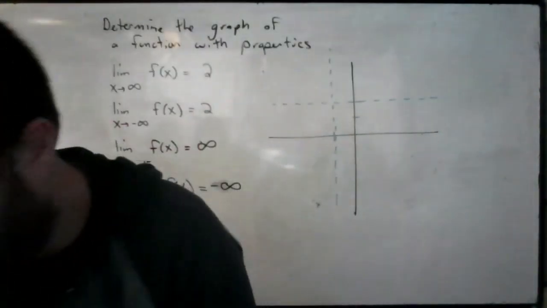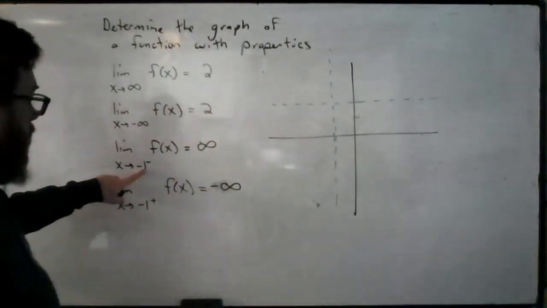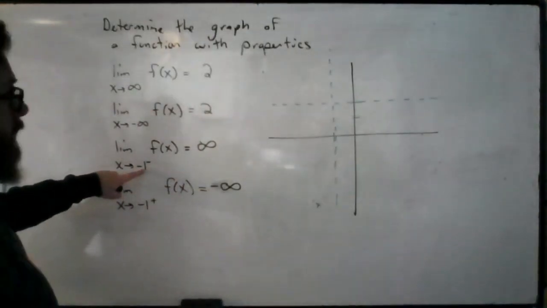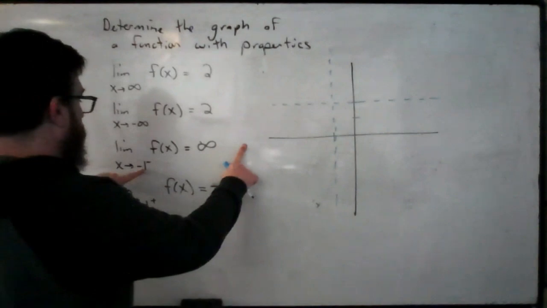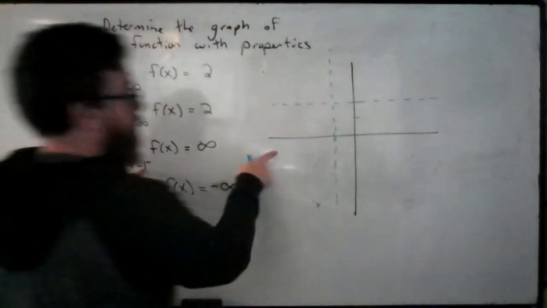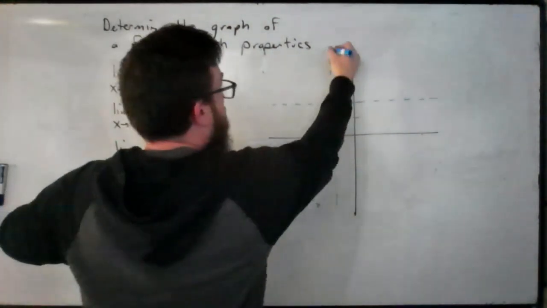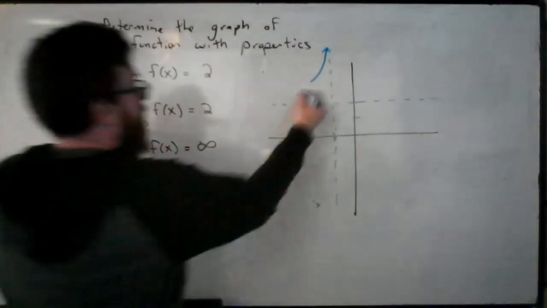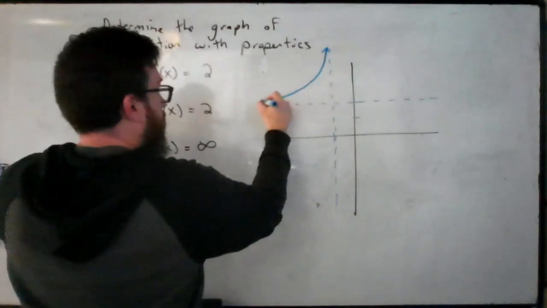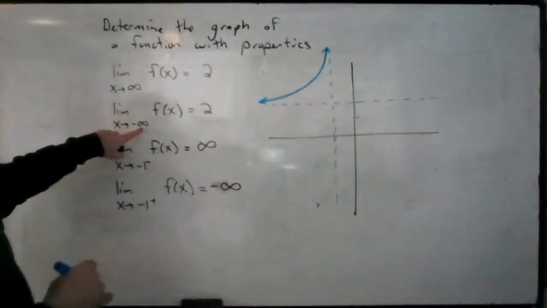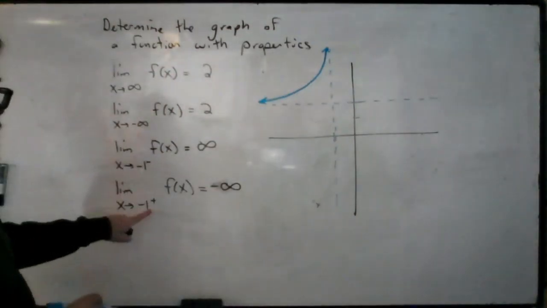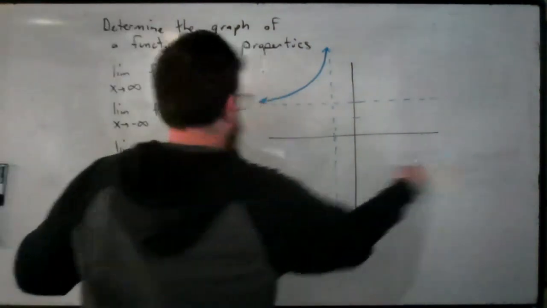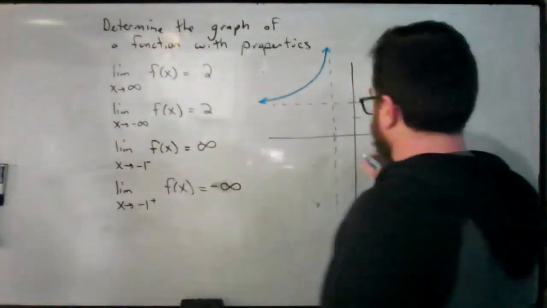So now I just have to hold true to the properties to be able to graph this. I'm going to start out with the vertical asymptotes. As I'm going to negative 1 from the left-hand side, we know that we're shooting off into infinity. Now I know as I go to negative infinity, this has to approach 2, so it could look like that. And then similar, as I'm approaching negative 1 from the positive side, this is going to go to negative infinity, so we'll go down here.